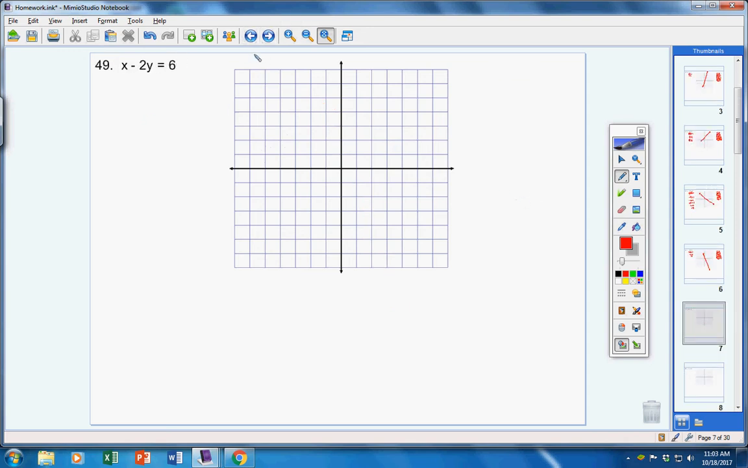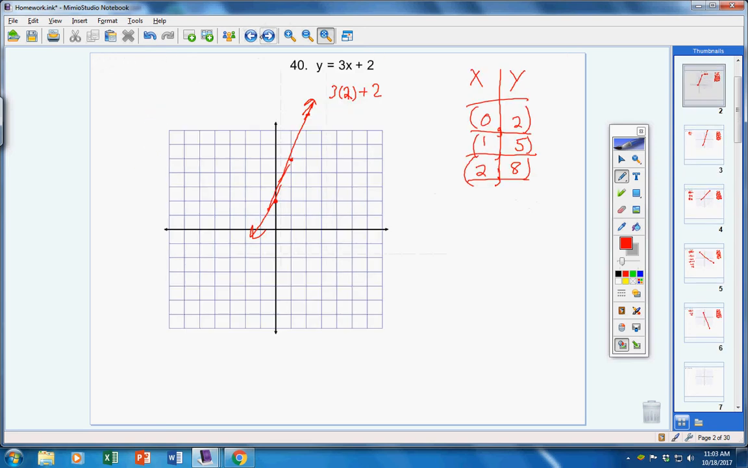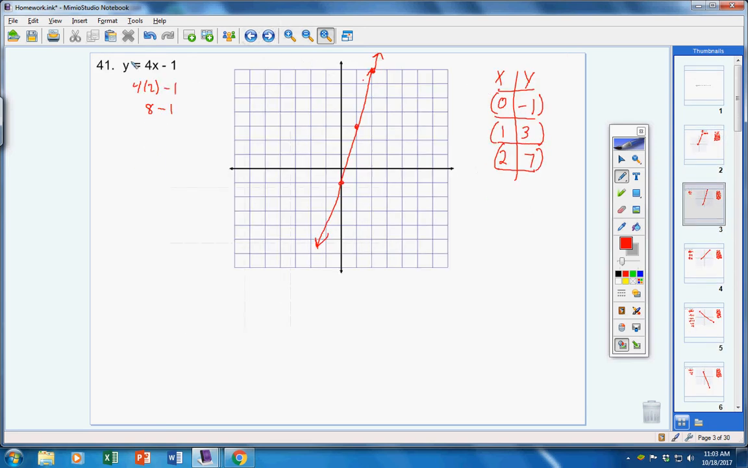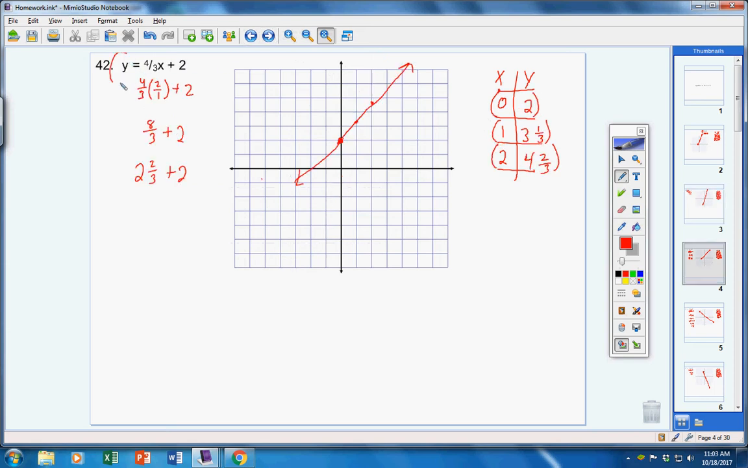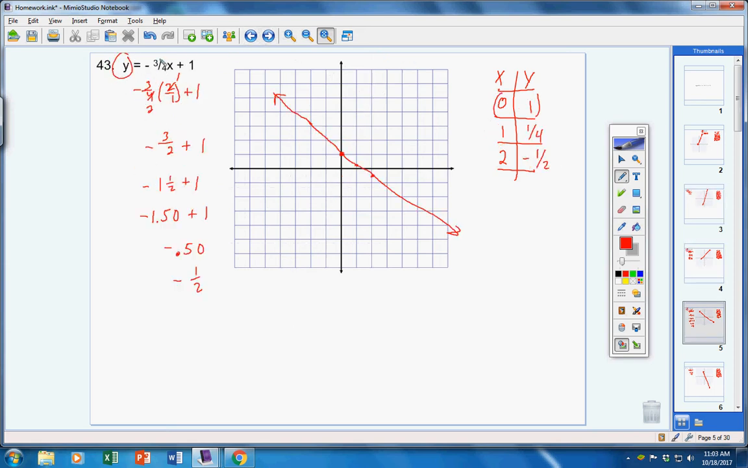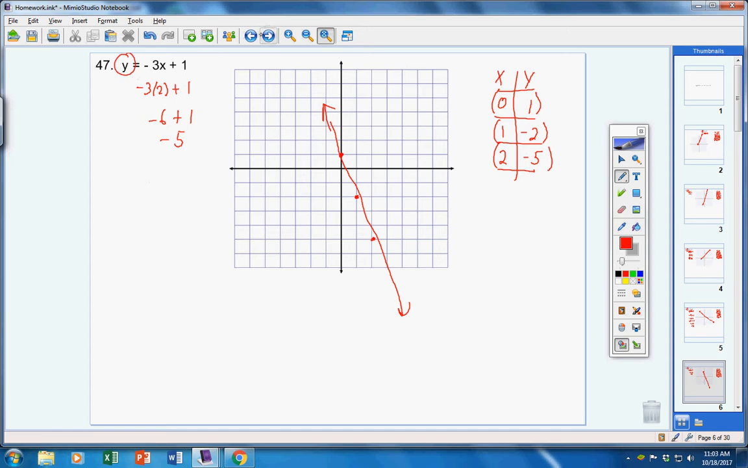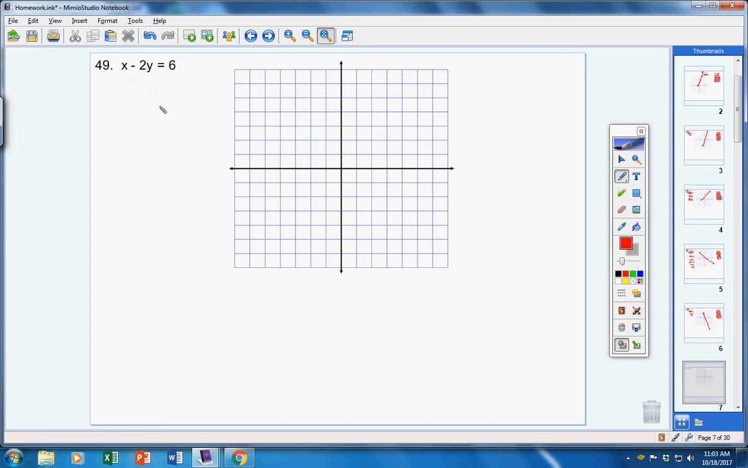Alright, now, look at all the ones we've done so far. Notice y has been by itself. Okay? And that makes it easier. Alright? Sometimes, though, y is not by itself. Now, some students like to get y by itself. They go like this, and then divide by negative 2. And if you want to do that, that's fine.